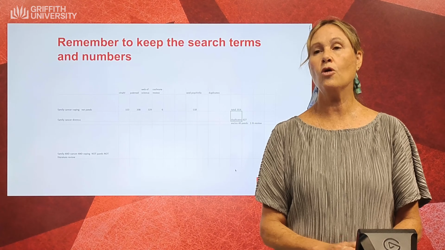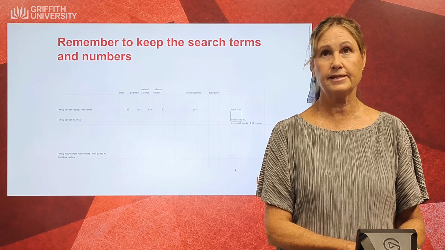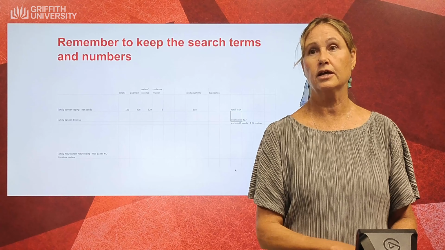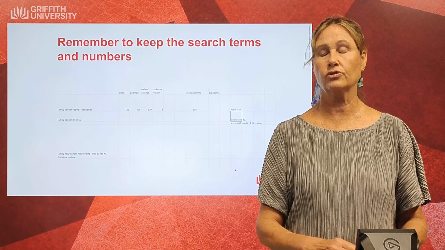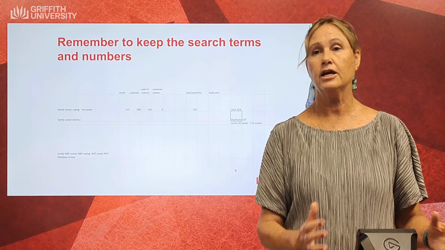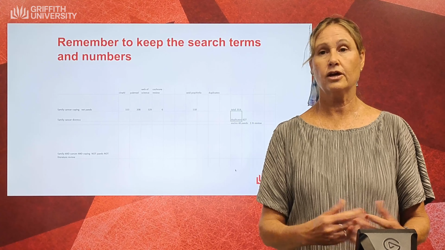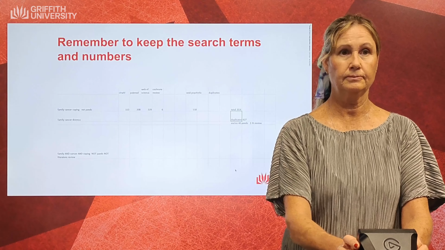Remember, the whole process is systematic. Even if you're doing an integrated review, you need to be systematic with this. So remember to keep your search terms and your numbers. I find using an Excel sheet is a great way to make sure that you can expand it as needed, have different tabs as you're moving through the different stages. So thinking search terms, databases, numbers.